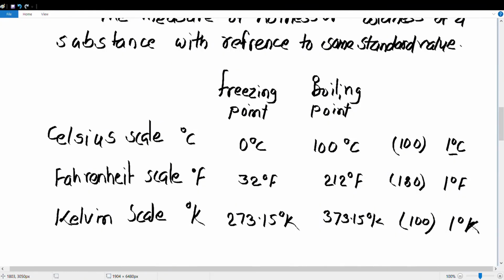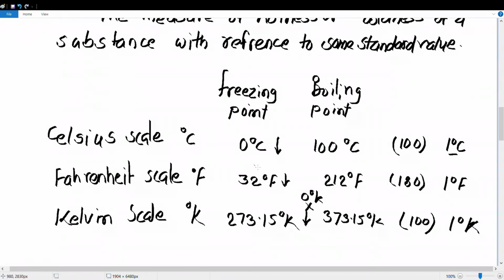For the Kelvin scale, there is an absolute zero, but for the Celsius and Fahrenheit scales, there is no absolute zero, because it is possible to cool down the substance below 0 degree Celsius, below 32 degree Fahrenheit, but it's not possible to cool down the substance below 0 degree Kelvin. Below 0 degree Kelvin, it's not possible to cool down that substance.